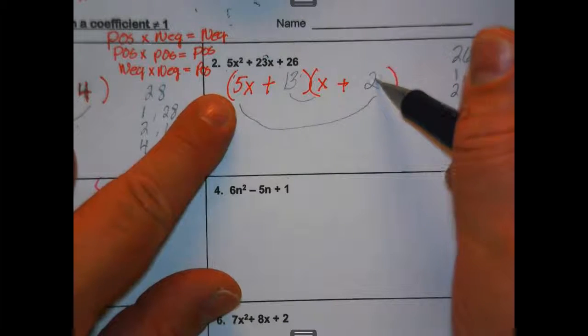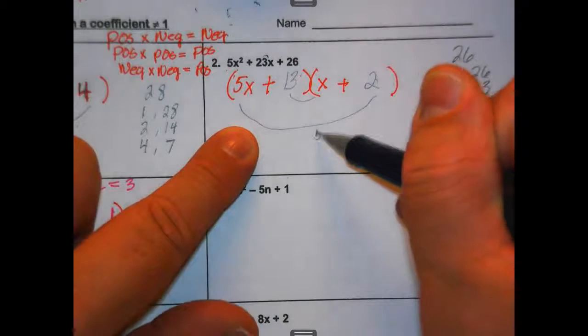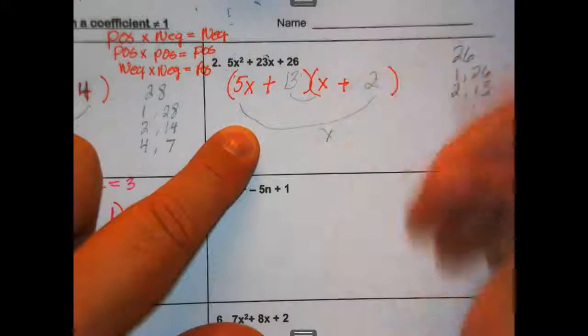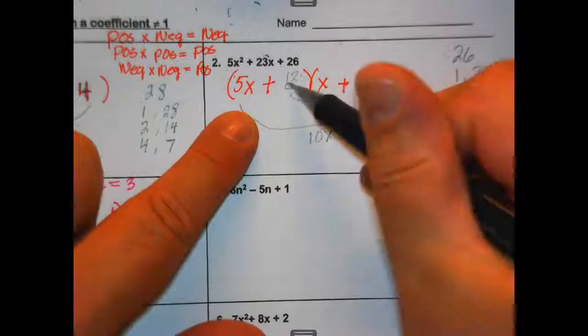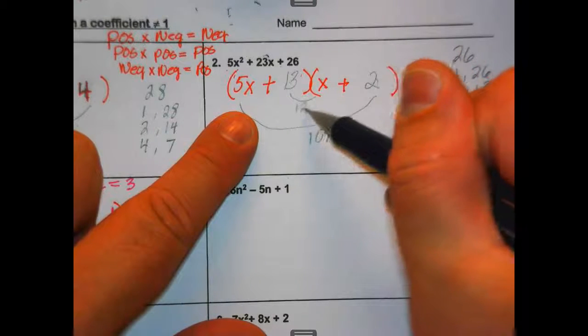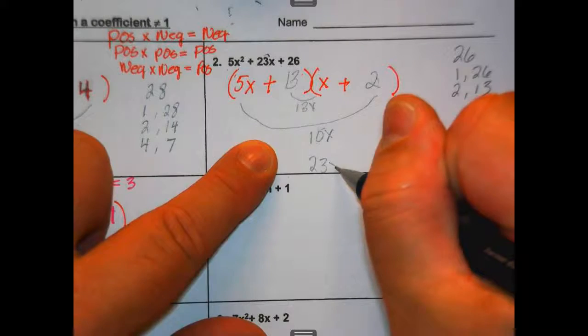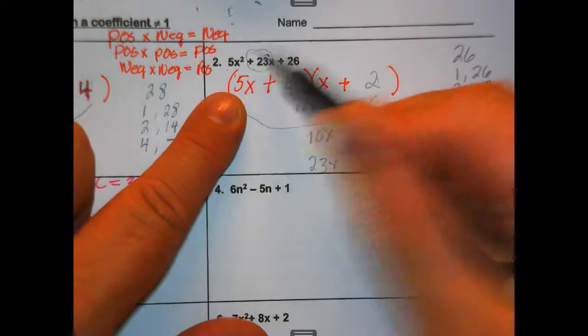So 2 times 5x, that's 10x. 13 times x, 13x. If I add those together, I get my 23x, which is what we want. So that's my answer.